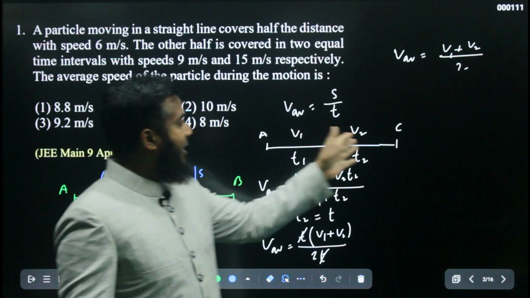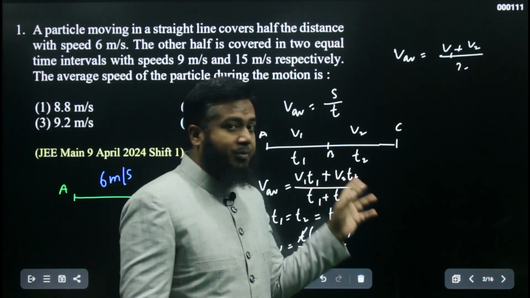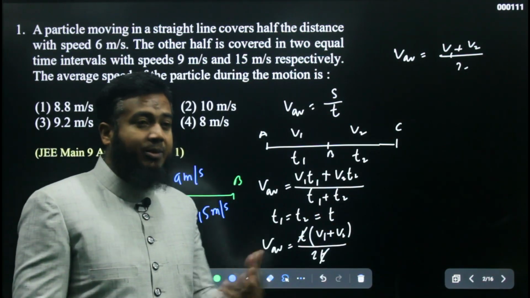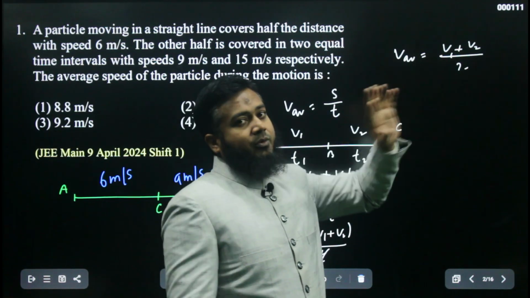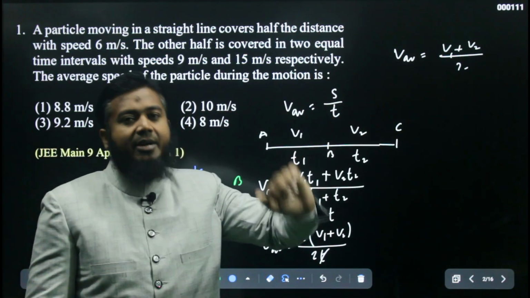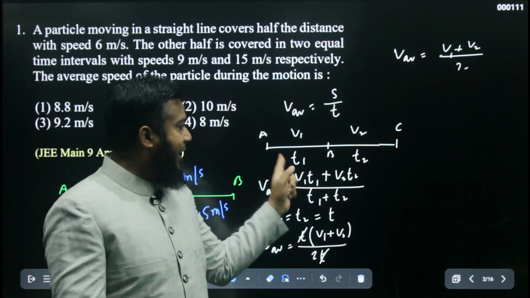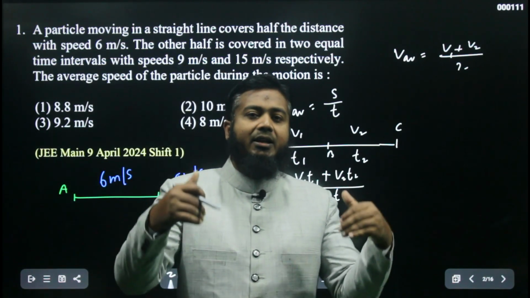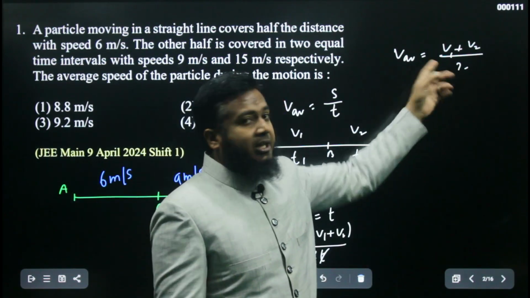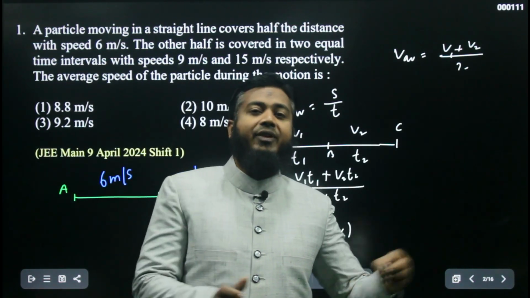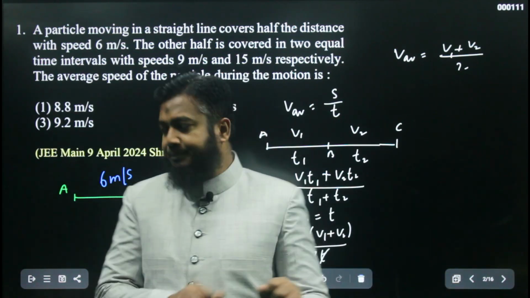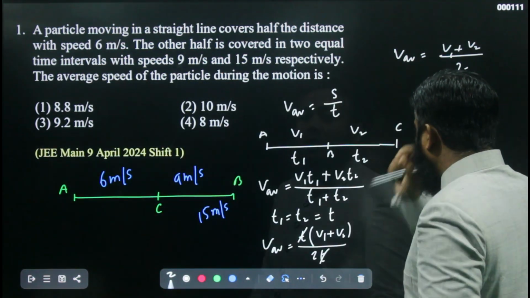Similarly, if the journey is being divided in 3 segments of equal time interval, then the average speed would be v1 plus v2 plus v3 divided by 3. Okay, so every time when time taken by the particle is same, the average speed is nothing but the mean value of different speeds given to us. Okay, so this is first case.